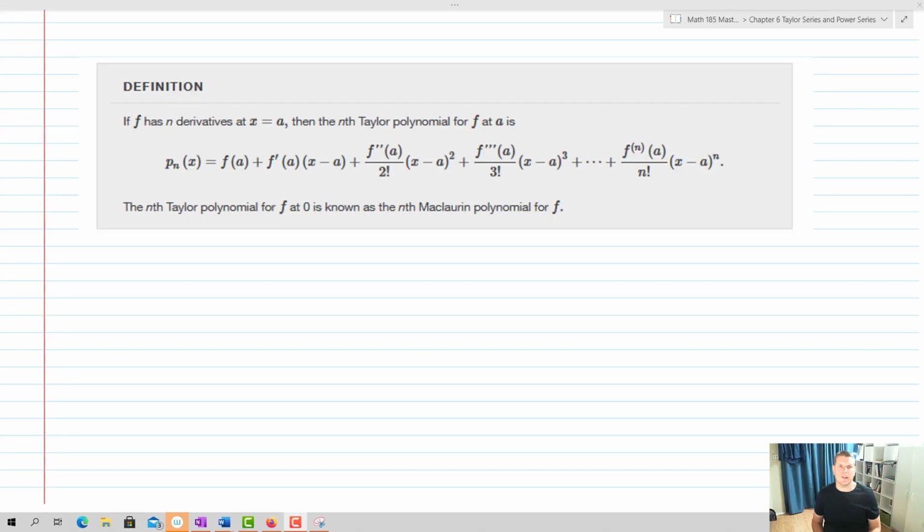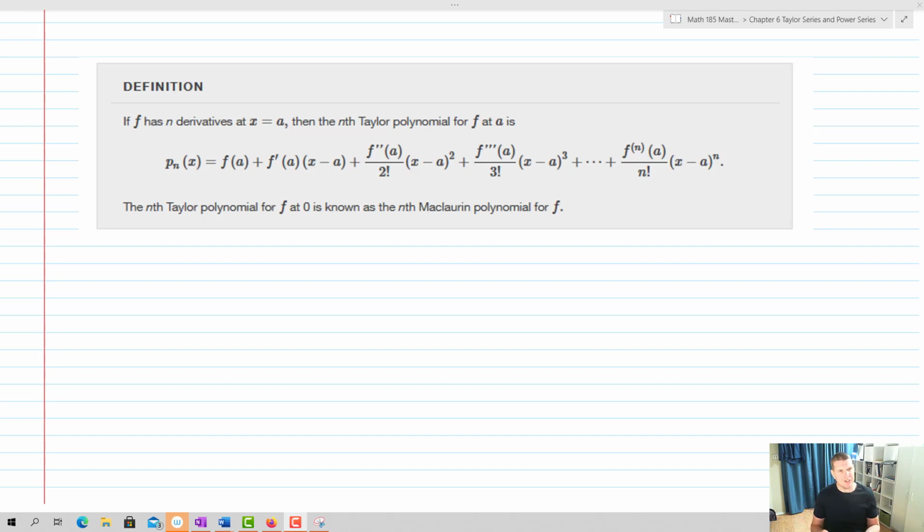So our examination of Taylor series leads us to another way of thinking about functions and approximations of functions, and that's these things called Taylor polynomials. Now what a Taylor polynomial is, it's an approximation of a function, given a certain number of terms inside of that Taylor polynomial.